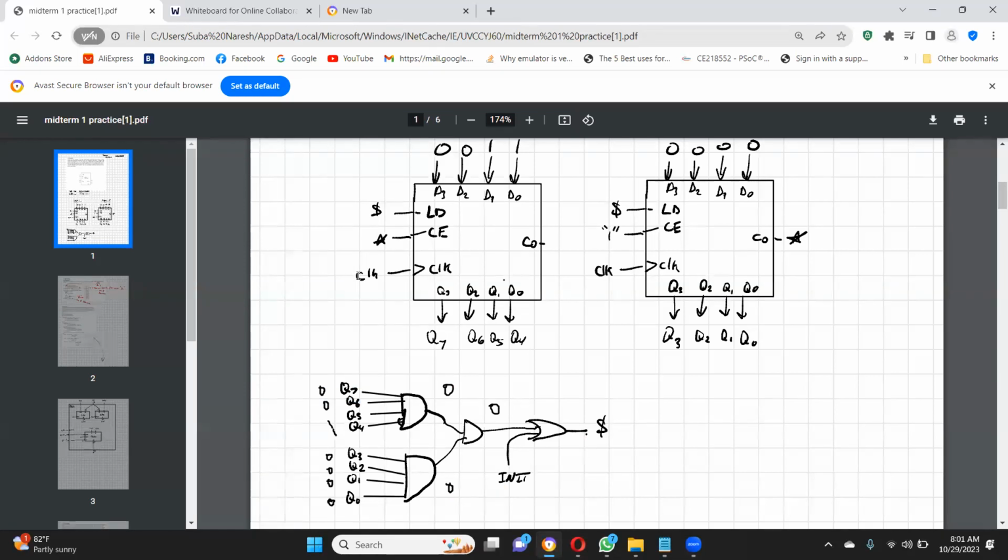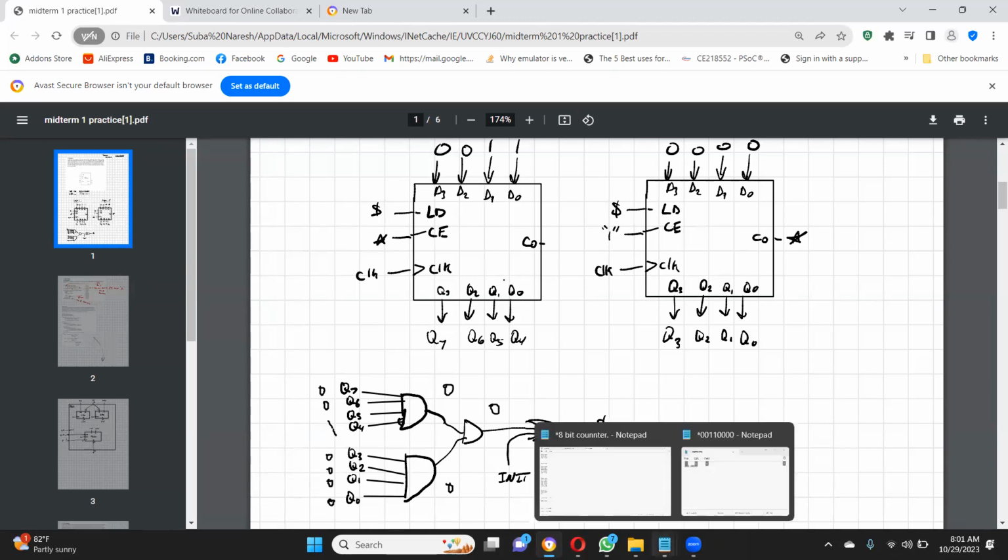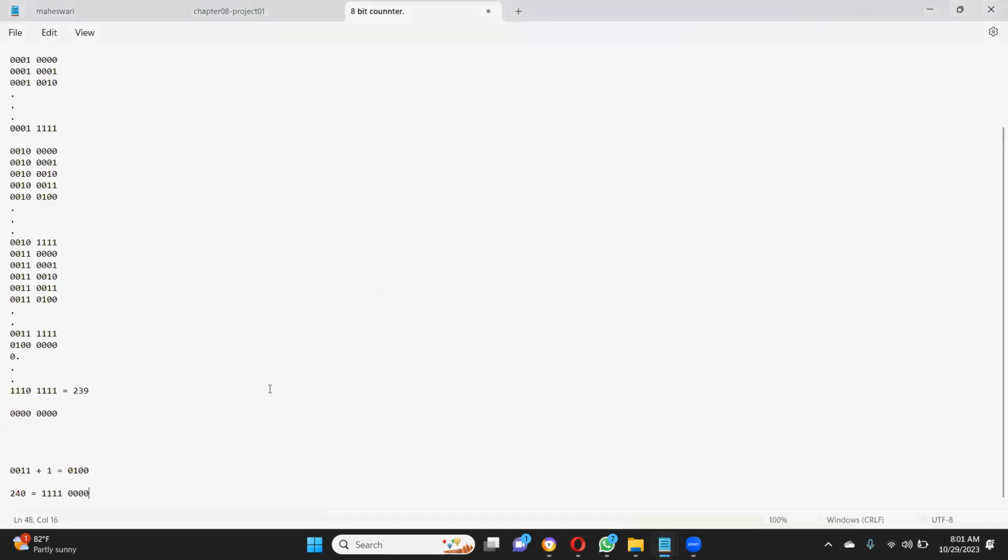Load is going to be zero and it's going to start counting. It will start counting, but only when CLK equal to 1. Remember, this is very important. He didn't mention that. CLK should be 1. Only then it will count. When CLK equal to 0, it will not count.